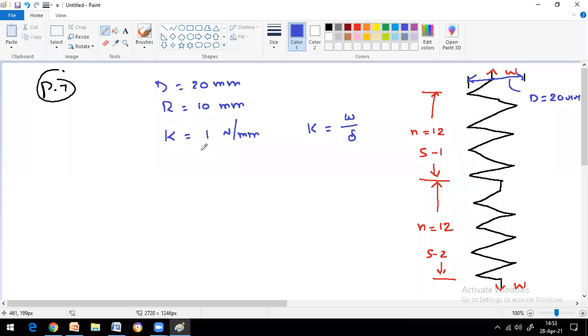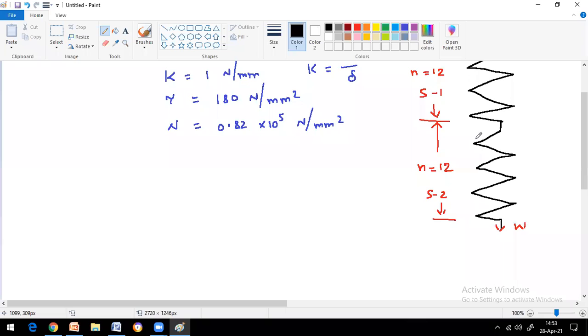Estimate the greatest load that can be carried by the composite spring and the corresponding extension for a maximum shear stress, tau, of 180 Newton per mm square. And the modulus of rigidity is given as 0.82 into 10 power 5 Newton per mm square. So this is the given data. Let me solve the problem straight away.